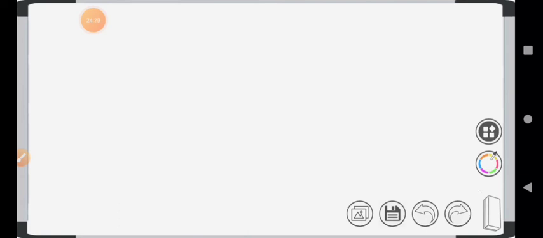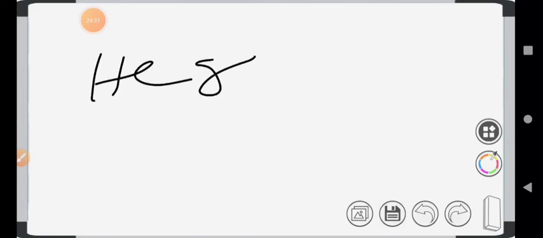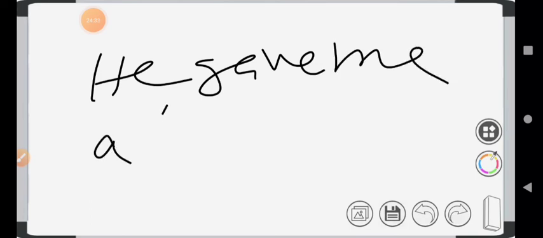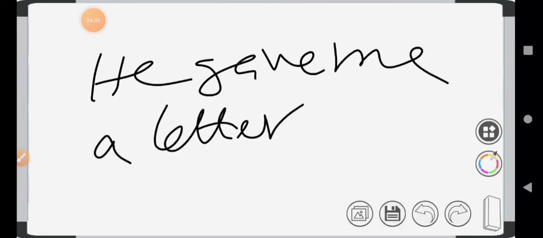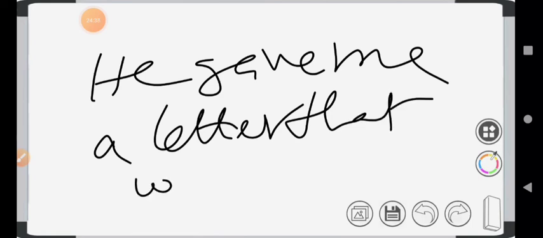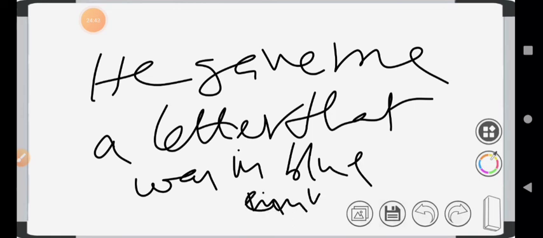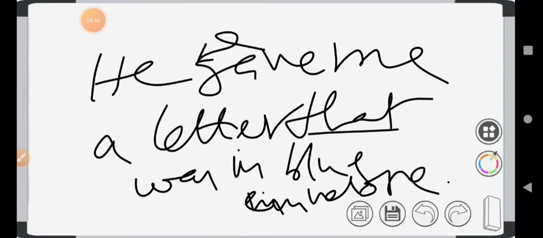If you write the same sentence as a defining relative clause, without a comma, he gave me a letter that was in blue envelope. There is no comma put between. We should not put commas between a defining relative clause.